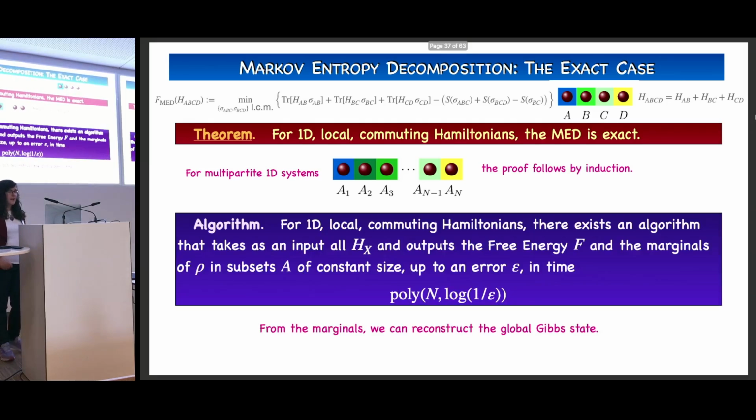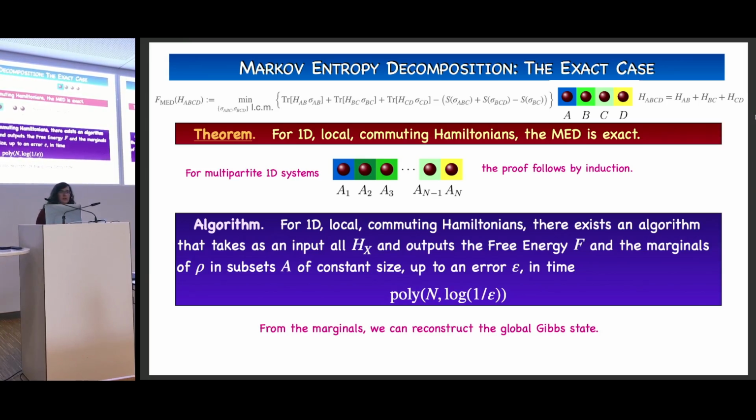And once we have this, we can write the algorithmic version of this. And the algorithm that one obtains is essentially the following: for 1D local commuting Hamiltonians, there exists an algorithm that takes as an input the H_X, so the terms that compose the Hamiltonian, and outputs the free energy and the marginals of the Gibbs state in subsets up to a constant size. And this is output up to an error epsilon in a time that is polynomial in the system size and polylog in 1 over epsilon. Okay. So this is the exact case.